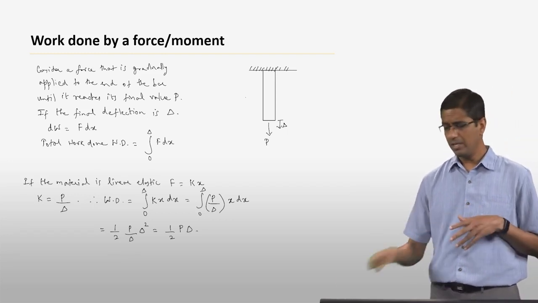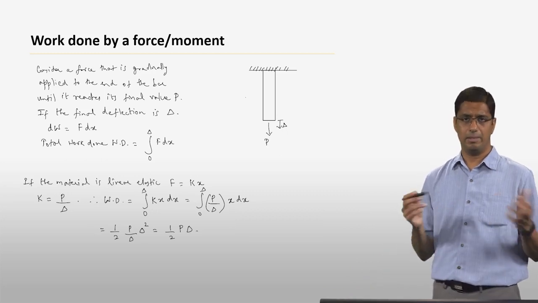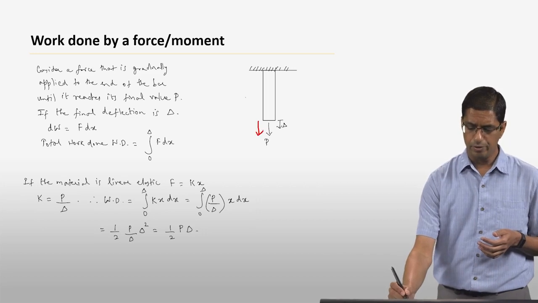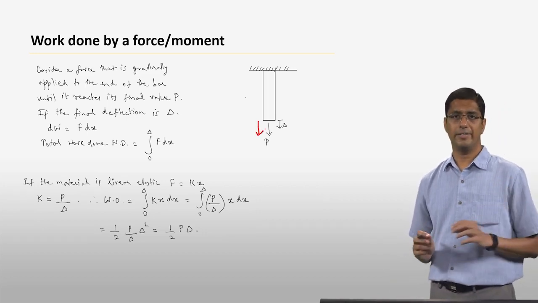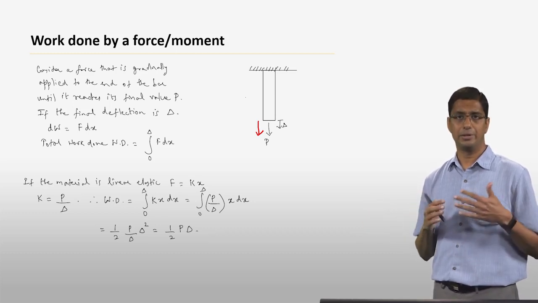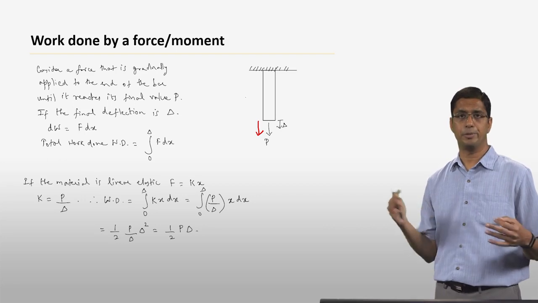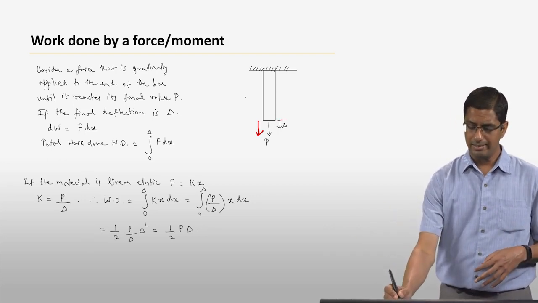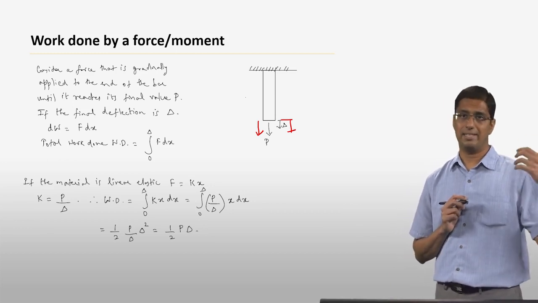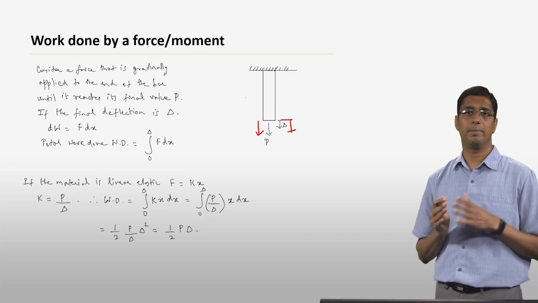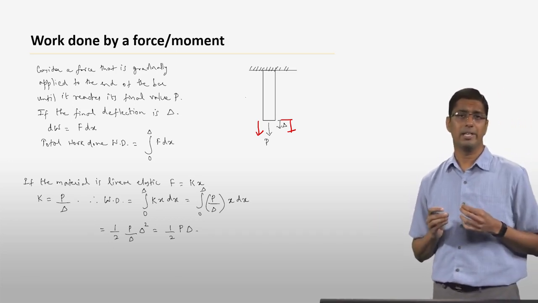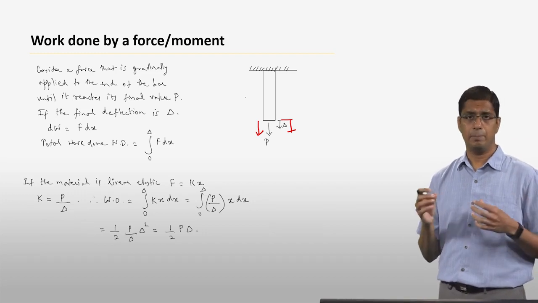Okay, so let's just start with a very simple example to figure out what is the work done by a force or a moment. Okay, so in this case, let's think of a bar of uniform cross-section in which you slowly increase the force from 0 all the way until its final value P. Okay, and let's assume that during the process where you raise the force from 0 to P, the bar extends by a distance delta. Okay, so initially the bar had some length, now it is longer by a length delta. Okay, now how do you calculate the work done by this force P?